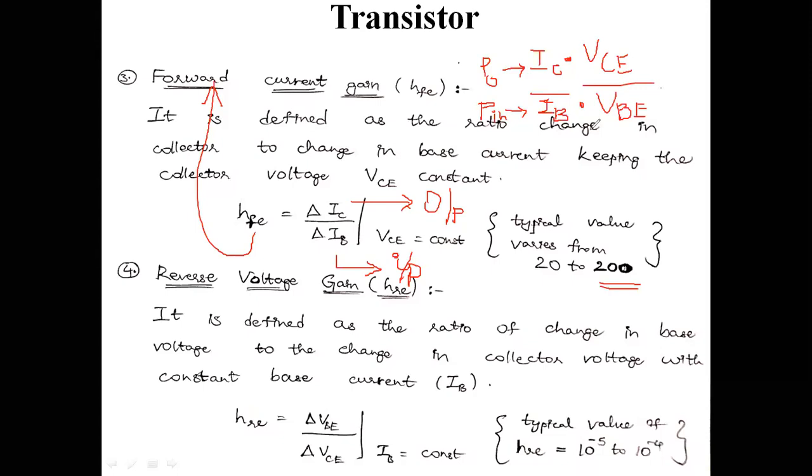Forward power gain is also possible. That is, forward current gain is possible, forward voltage gain is possible, as well as forward power gain is also possible. In this way, we can calculate whatever term is required. Okay. Next one is reverse voltage gain, that is HRE.